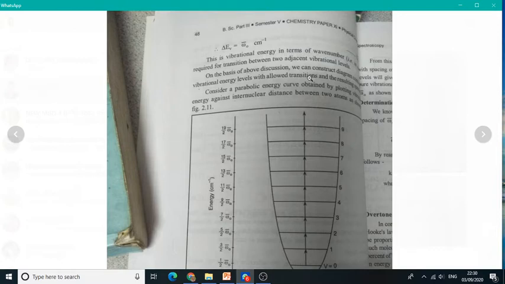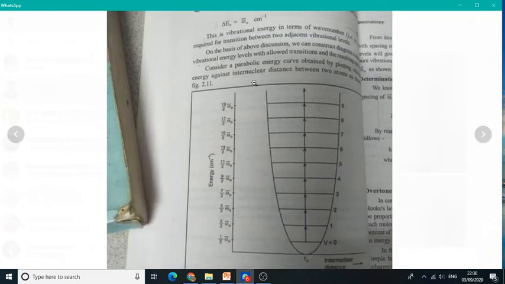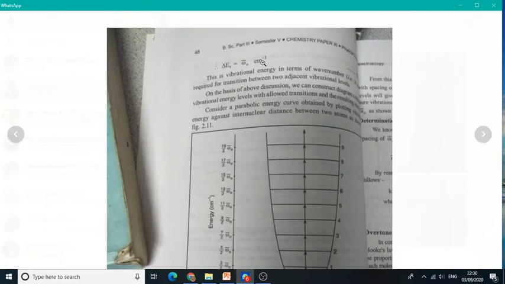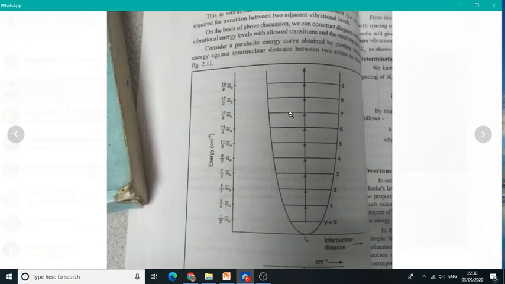Welcome students for the lecture of spectroscopy. Last time we have seen the vibrational spectra of diatomic molecule. Also we have designed the vibrational energy level diagram and the energy difference, that is delta E phi, it is equal to omega bar oscillation, and the unit here is centimeter inverse.